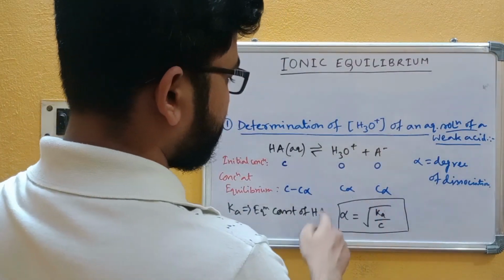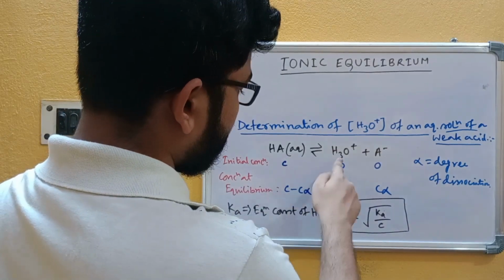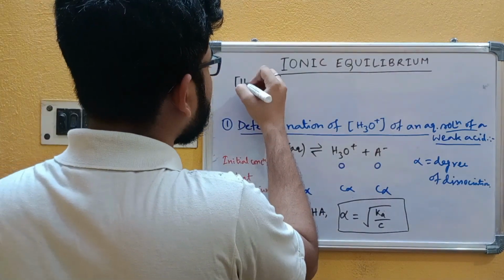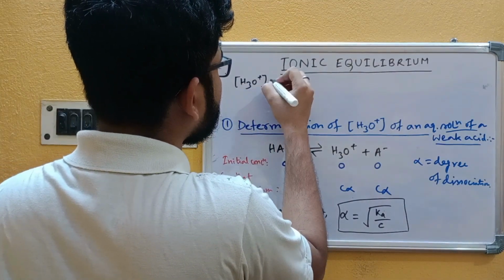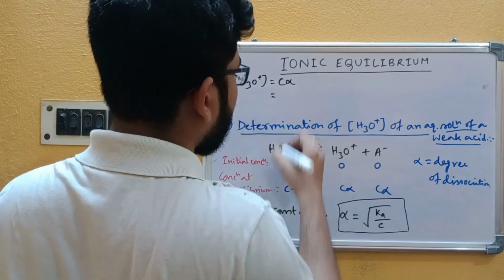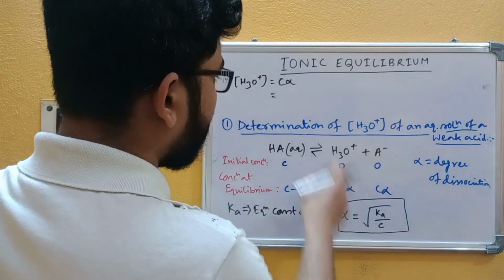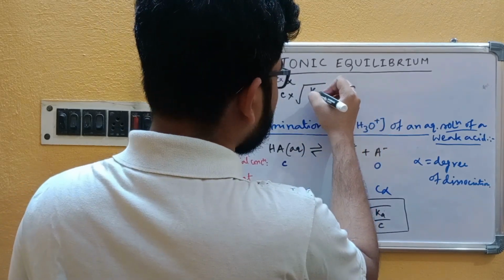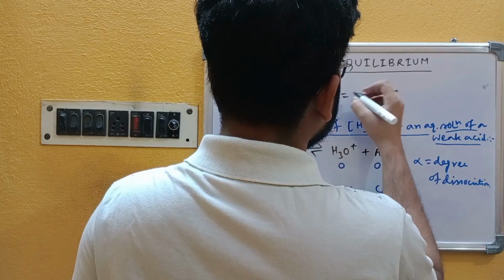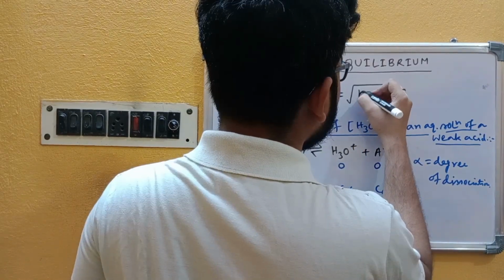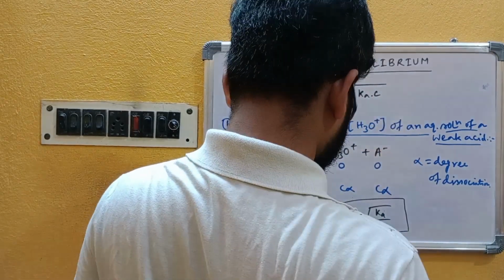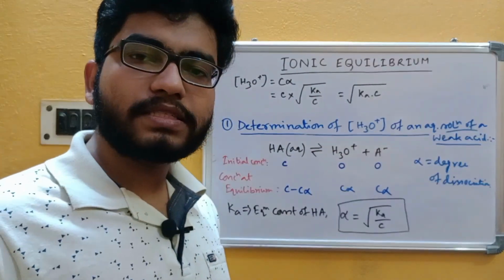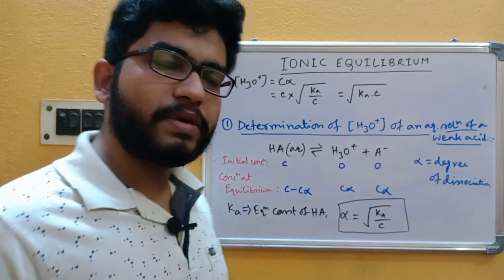So from this we can see that the concentration at equilibrium of H3O+ is Cα. If we put the value of α here, it will be C into √(K/C). If we simplify this, it will be √(KC). Similarly, we can find the concentration of OH- in an aqueous solution of a weak base.